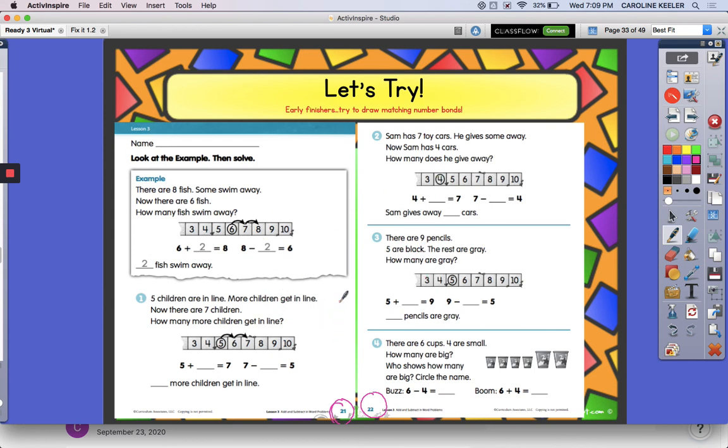Once you have solved them, you can put your pages up on Seesaw. After you do that, you can get on to iReady Math, okay? Remember, recess is at 1 o'clock. At 1:30, you can come watch your last video of the day, all right?